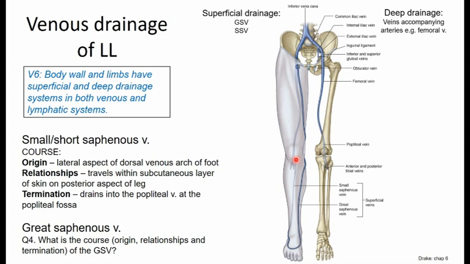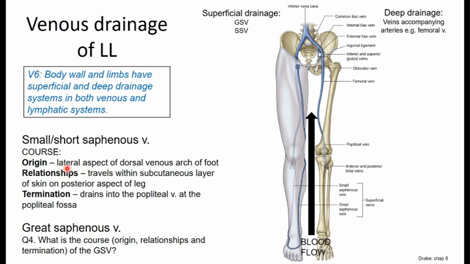Now just a reminder here that because blood flow in veins is in the opposite direction to arteries, i.e. in veins it flows towards the heart, we describe the origin of veins as the distal end of them. So if we were to actually describe the course of the small or the short saphenous vein, that involves describing its origin, its relationships or how it gets there, and its termination.